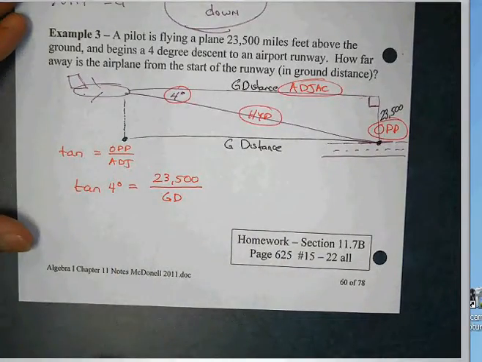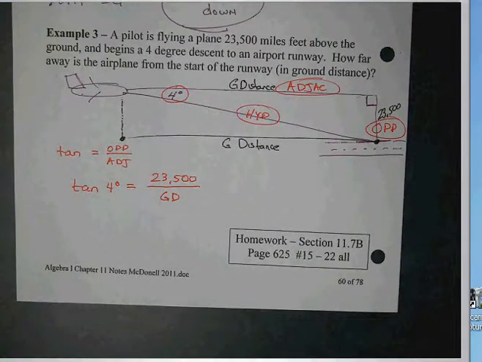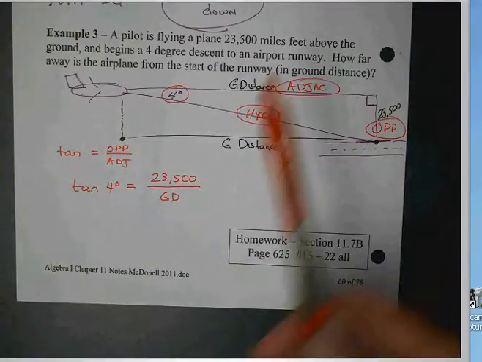Mr. McDonell, why is that the flip of the triangle just for? It's just so you can see ground distance is on the ground, right? But as we draw our triangle, it's hard to draw the triangle with the plane starting up there. I was just trying to help you understand what the word ground distance means.